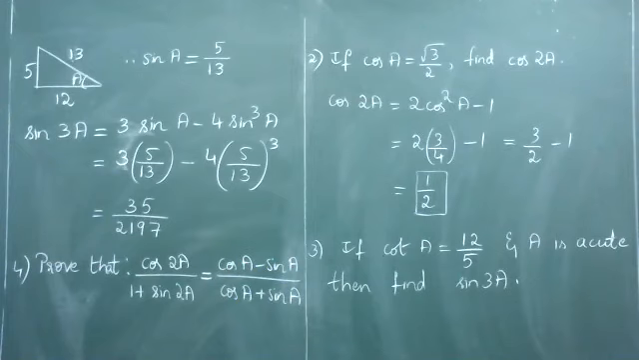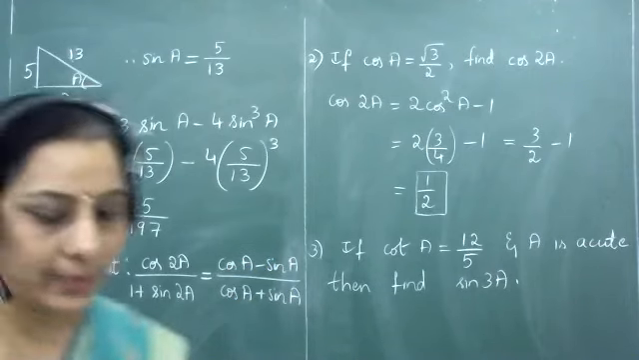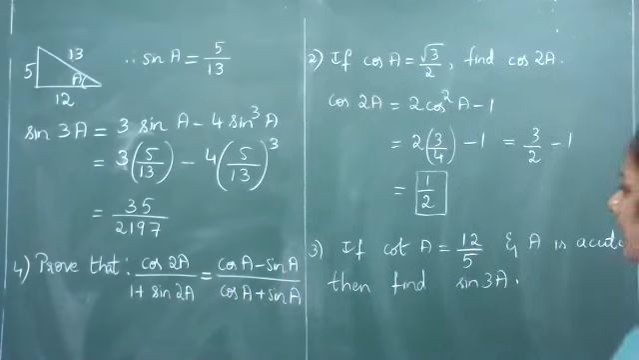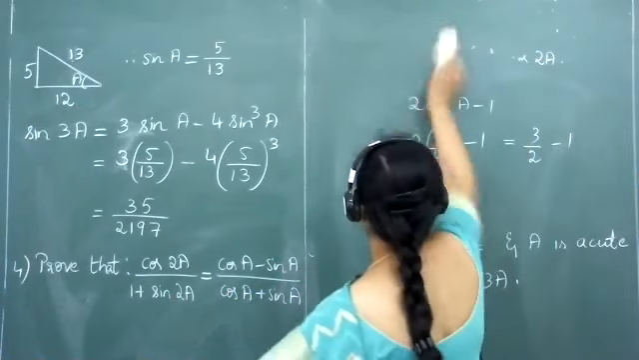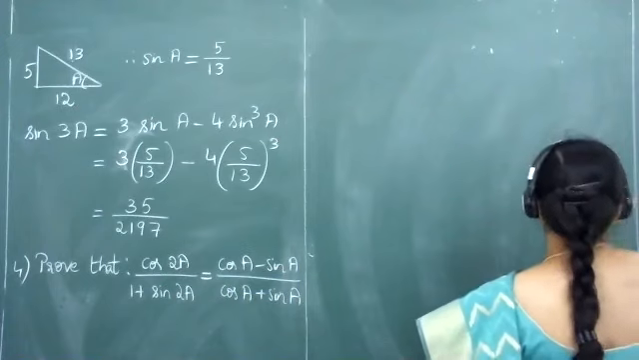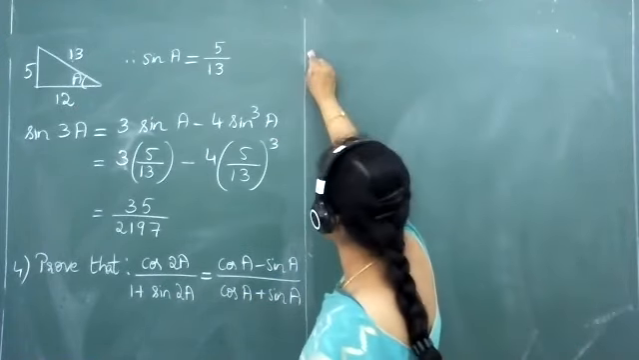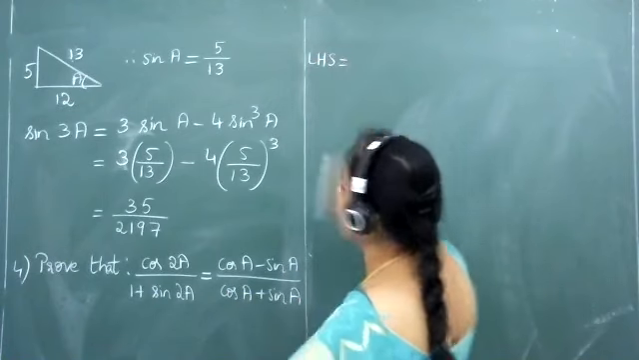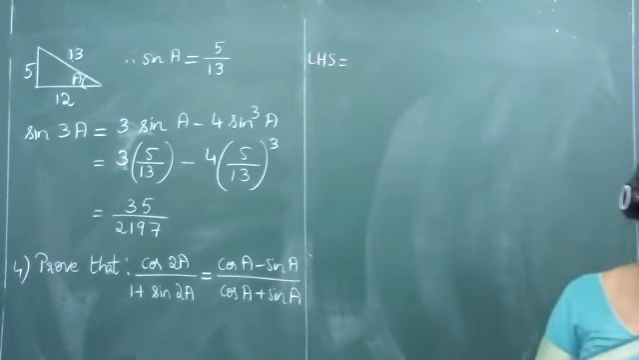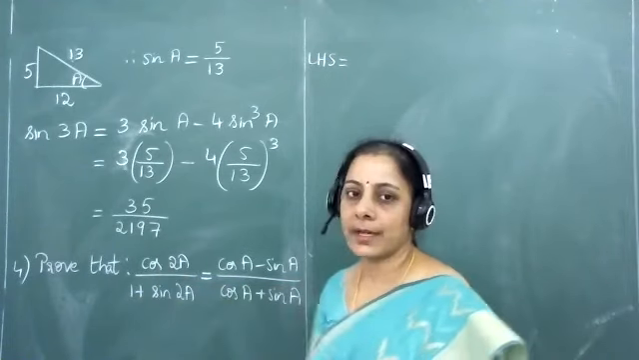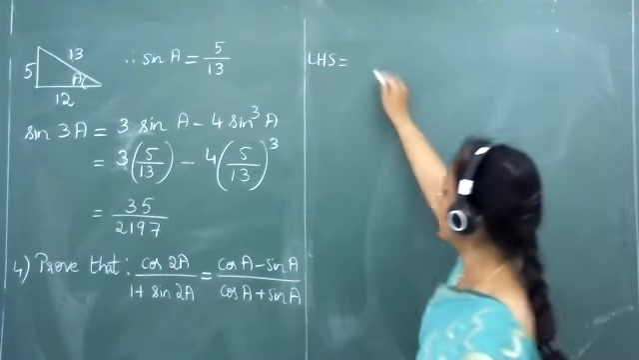Cos 2a divided by 1 plus sin 2a is equal to cos a minus sin a divided by cos a plus sin a. Now to prove the identity, we shall consider the LHS and prove that it is equal to the RHS. And here in the LHS, note that we have cos 2a in the numerator.